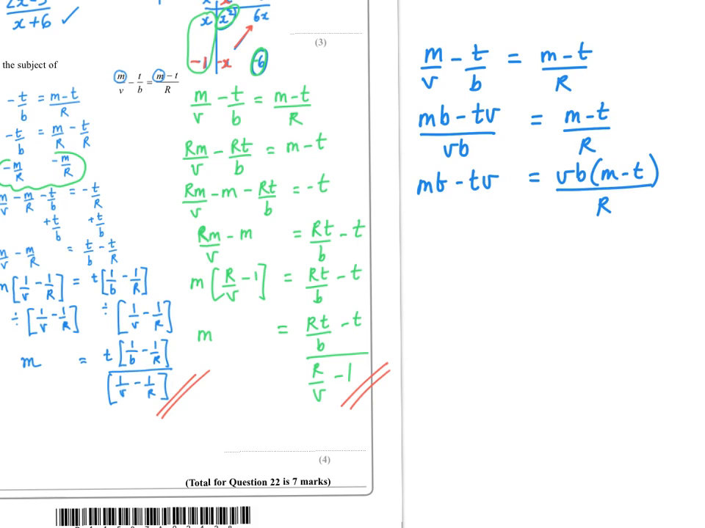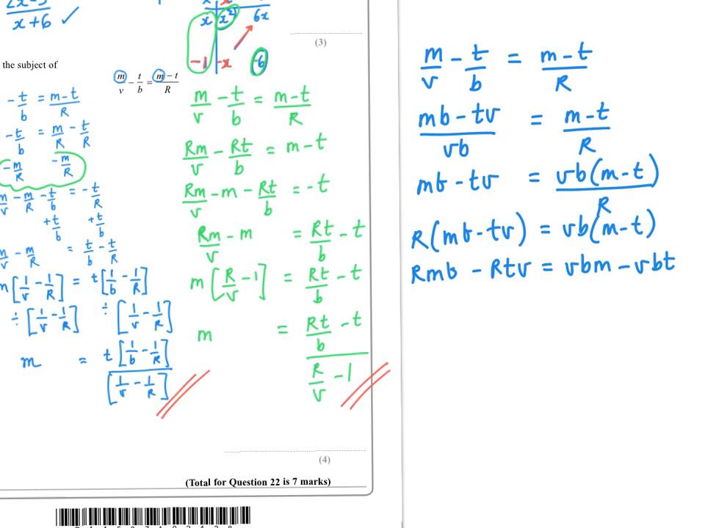And then you could times both sides by r, and you'd have r lots of mb minus tv equals vb times m minus t. And then what you can do here is multiply out the brackets. Now this might seem a long way of doing it, but you will isolate the m in a different way. So you'll have rmb minus rtv equals vbm minus vbt. Then get the m's on one of the sides. So I'm going to take this from both sides. So I'll have rmb minus vbm minus rtv equals minus vbt.